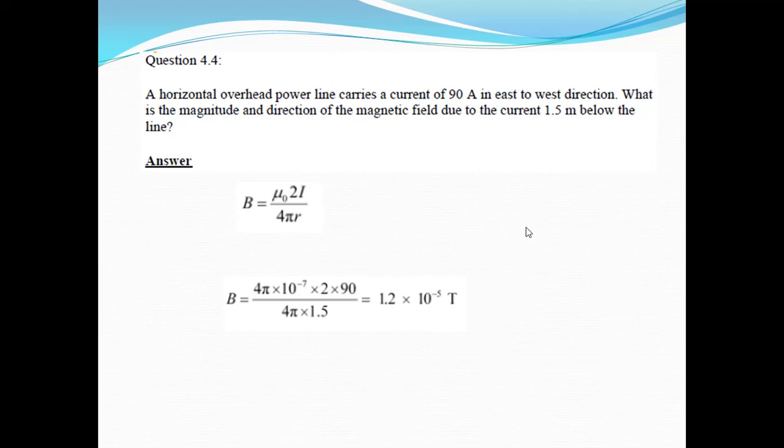Now, just like the previous problem, you can find the magnitude of the magnetic field using the formula, because this is for a straight wire. So B equal to mu 0 I by 2 pi r, or mu 0 into 2I by 4 pi r. And when you substitute the values, you'll get your answer for magnitude to be 1.2 into 10 to the power minus 5 Tesla.